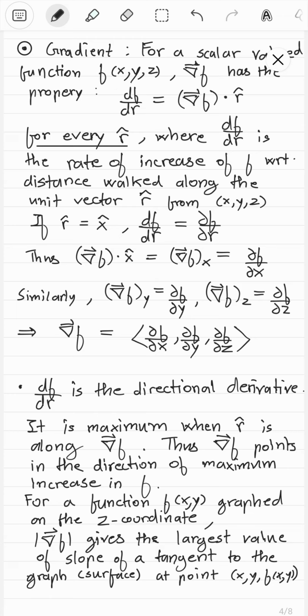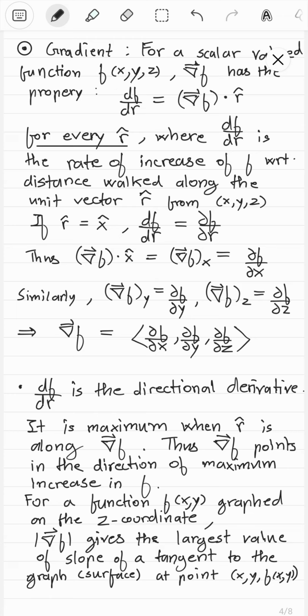So partial f upon partial r is the directional derivative. Actually, instead of writing partial f upon partial r, I should just say df upon dr, because there is nothing else that we could care about, right? It's only the distance that we are talking about, right? So df upon dr, this is the directional derivative. It is maximum when r hat is along our gradient. Thus gradient points in the direction of maximum increase in f.